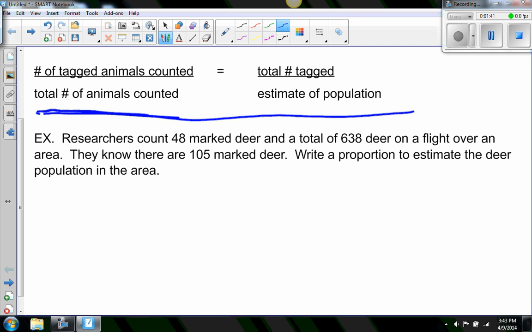It says researchers count 48 marked deer and a total of 638 deer on a flight over an area. They know there are 105 marked deer. Write a proportion to estimate the deer population in the area.